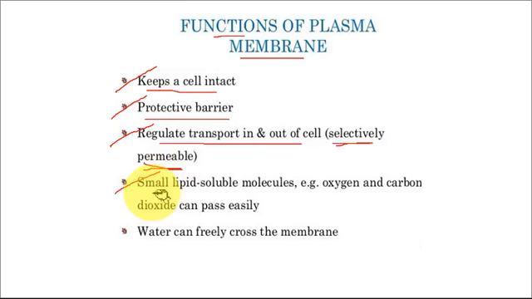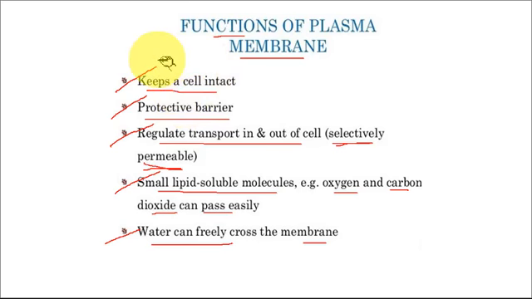Another point is that small lipid-soluble molecules, that is oxygen and carbon dioxide, can pass easily through the plasma membrane, and water can freely cross the membrane as the phospholipids are hydrophilic in nature. So this is all about the functions of the plasma membrane.